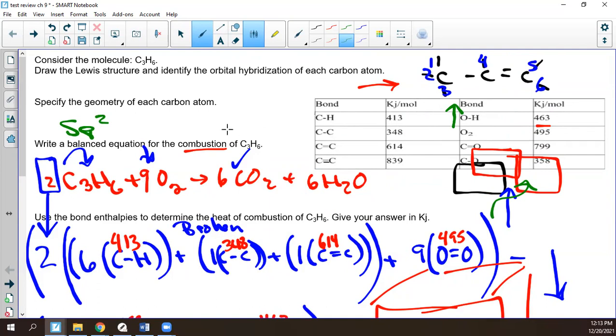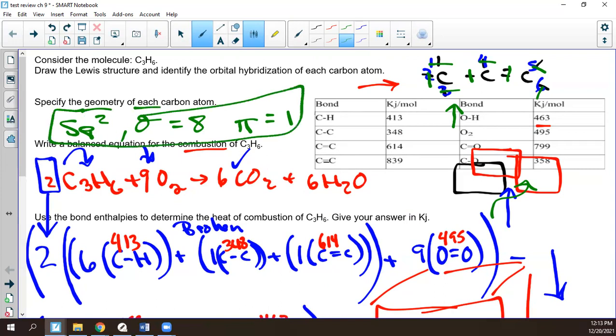The test will ask how many sigma and pi bonds. Sigma equals 1, 2, 3, 4, 5, 6, 7, 8. Correct? Pi equals 1. No, just the central one. Yep. Well, the geometry was for each, but on the test, it won't say each for these pieces.